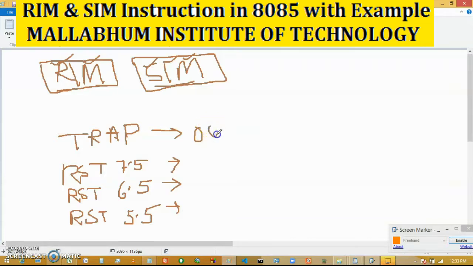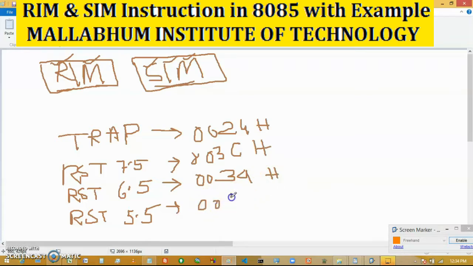Call location of TRAP is 0024 hex, and call location of RST 7.5 is 003C hex, and RST 6.5 is 0034 hex, and RST 5.5 is 002C hex. That means whenever these interrupts are executed, the program memory location is automatically transferred to these memory locations.